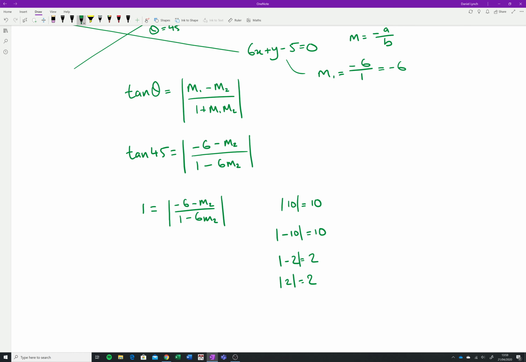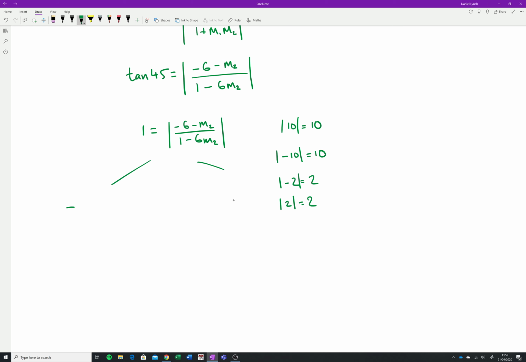So we actually can break this into two different things. We can say that (-6 - m2)/(1 - 6m2) is 1, or we can say (-6 - m2)/(1 - 6m2) is equal to -1. Both are correct, and we're going to get out 2 answers. It's a bit of a pain calling it m2, so let's just call it m. It's a little bit easier.